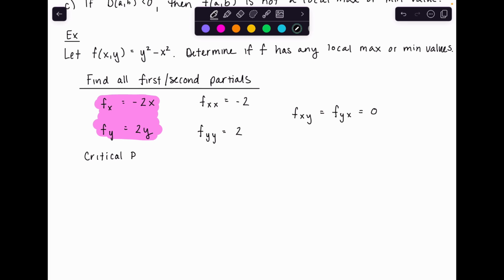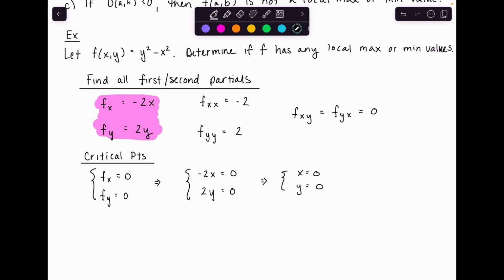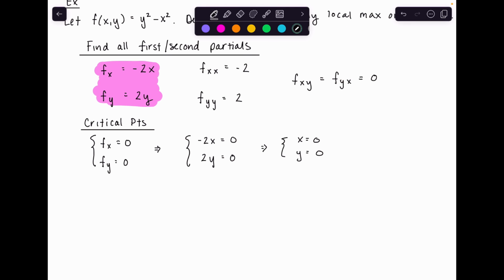So again, you are solving a system of equations because you want both of these to equal 0 simultaneously. You need the partial with respect to x to equal 0 and the partial with respect to y. So the system you're solving is when does negative 2x equal 0 and when does 2y equal 0. So this is the nicest system we could possibly have. The only way this will happen is if x is equal to 0 and y is equal to 0. So 0, 0 is my only critical point.